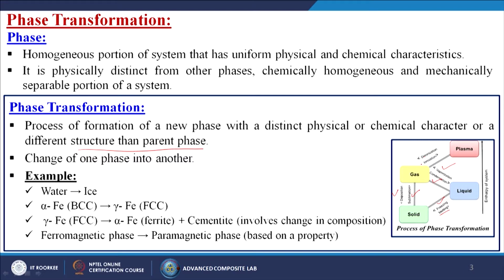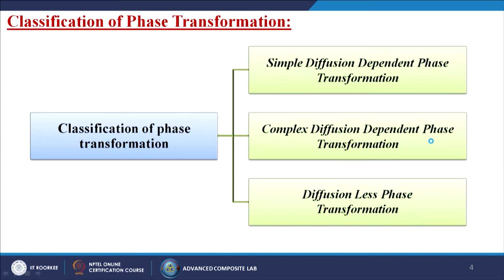So, directly, if I want to go from gas to plasma, it is called the ionization process, and from plasma to gas it is called the deionization process. Now we have to discuss the classifications of phase transformations. It is divided into three parts.